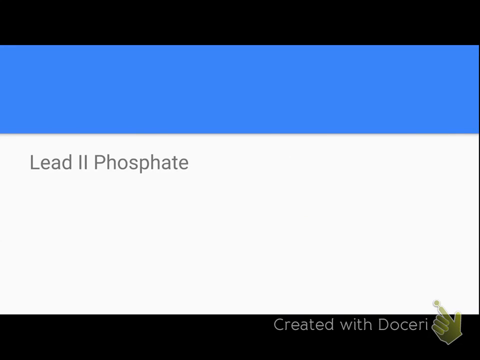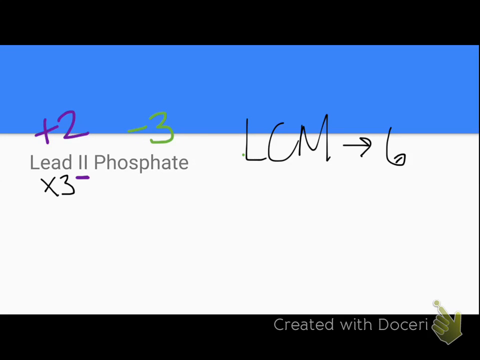All right, we'll do one more example here. Lead 2. Lead 2 means that I have a +2 charge on that. Phosphate is PO4 -3. What's my least common multiple between numbers 2 and 3? If you're saying 6, you're right. So my LCM here is 6. So what do I have to multiply 2 by to get 6? I have to multiply this one by 3. What do I have to multiply 3 by to get 6? 2.